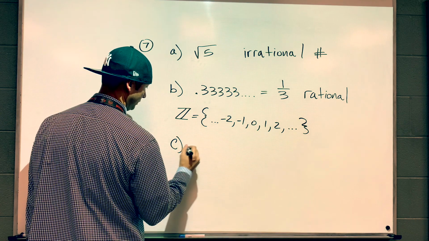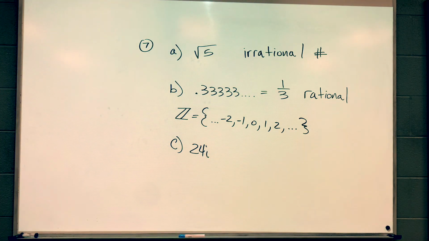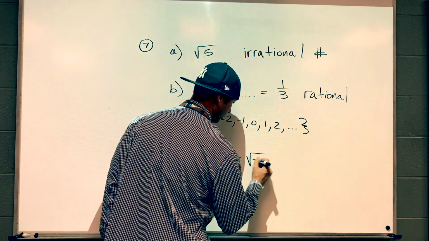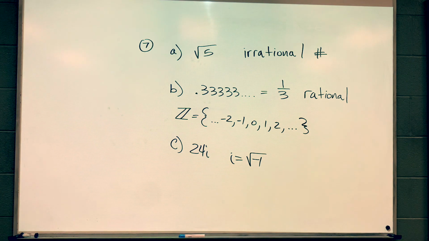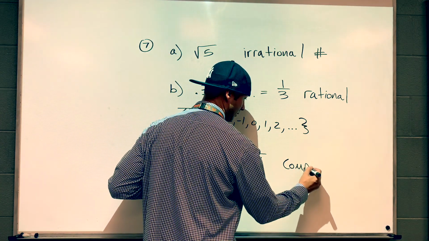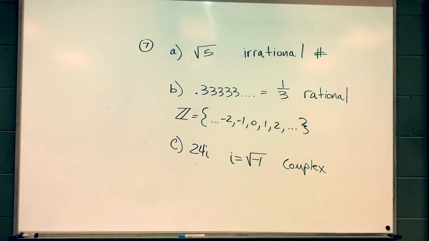Let's see. All right, 24i. Immediately I see the i. i is an imaginary number, because i represents the square root of -1. The square root of -1 does not live on the real number line. So this is definitely a complex number. 24i.